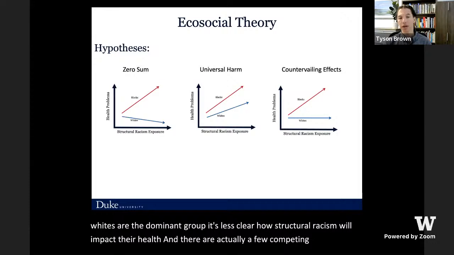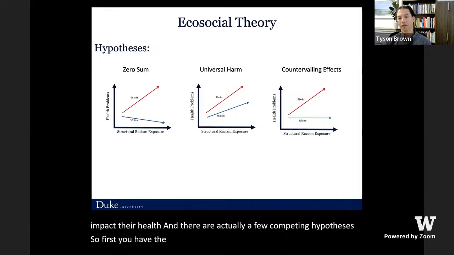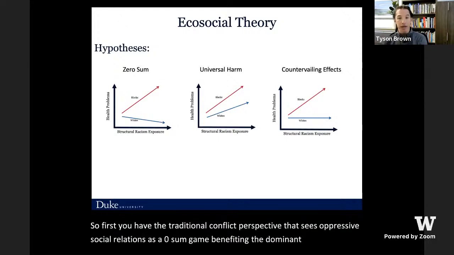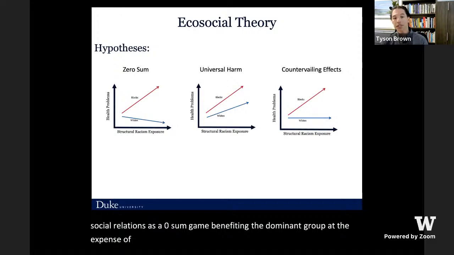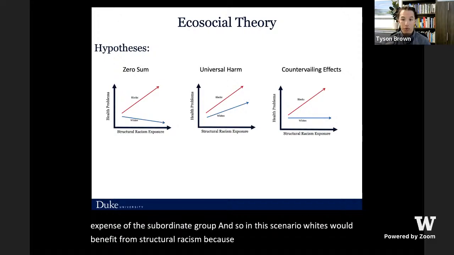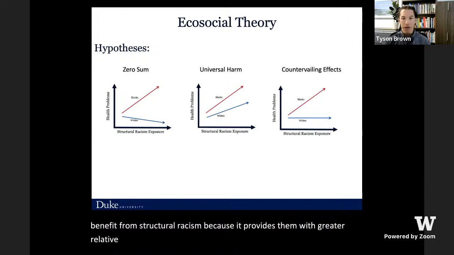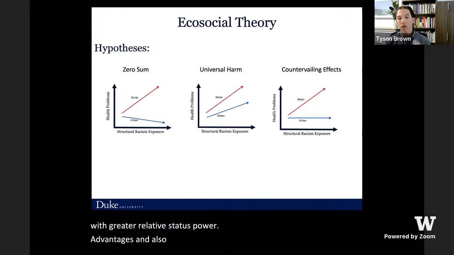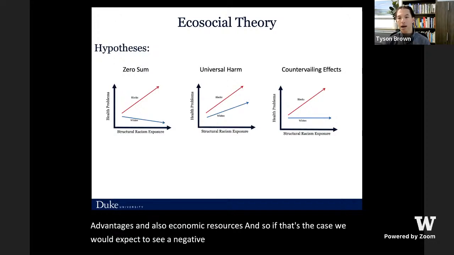And so first you have the traditional conflict perspective that sees oppressive social relations as a zero-sum game, benefiting the dominant group at the expense of the subordinate group. And so in this scenario, whites would benefit from structural racism because it provides them with greater relative status, power, advantages, and also economic resources. And so if that's the case, we would expect to see a negative relationship between health problems and racism among white people.